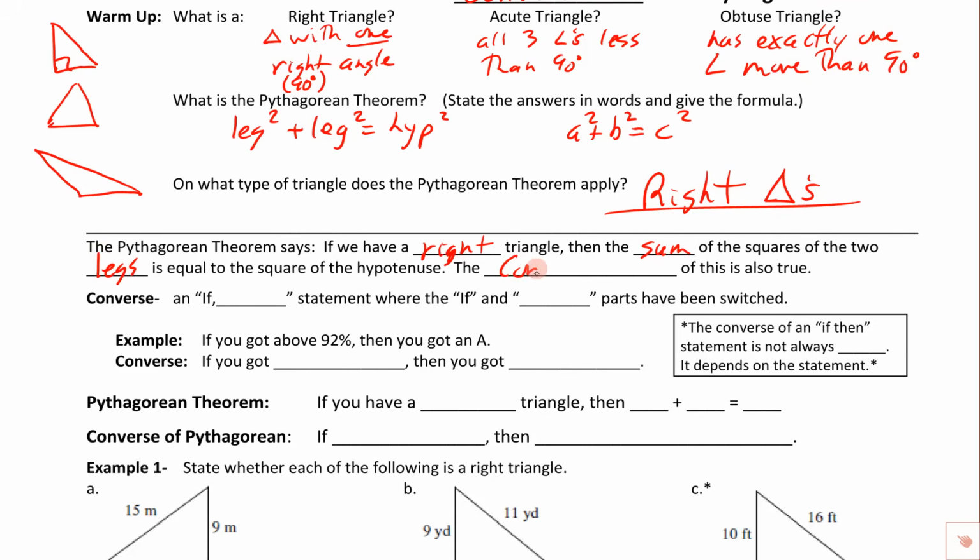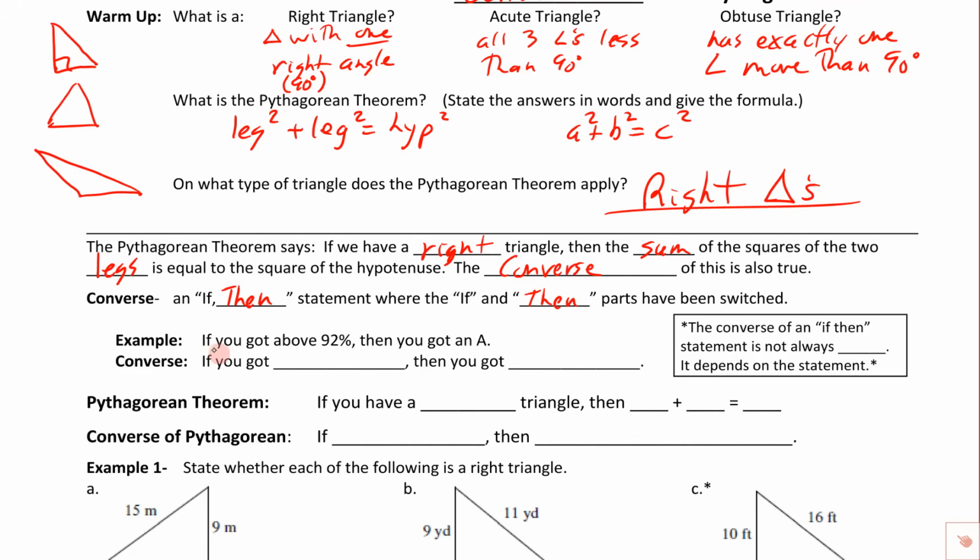The converse of this, so go ahead and write the word converse, the converse of this is also true. So this is an if-then statement. The Pythagorean theorem says if we have a right triangle, then the sum of the squares of the two legs equals the square of the hypotenuse. So if we've got a right triangle, then leg squared plus leg squared equals hypotenuse squared. Well, the converse of this is also a true statement. So let's talk about what a converse is. So the converse of an if-then statement is an if-then statement where the if and the then parts have been switched.